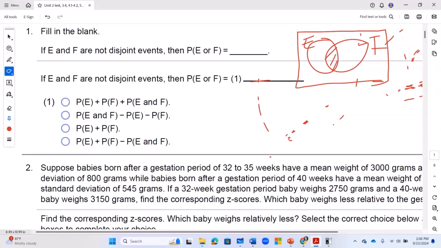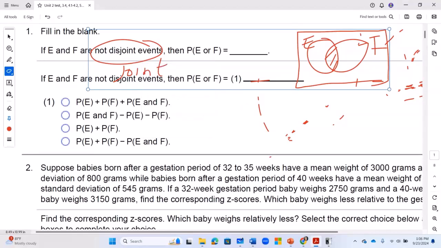By the way, I am told that they are joint because this is what I call a tautology. They could have asked us if E and F are joint. Why are they saying not disjoint? So you can rewrite the question by yourself. If E and F are joint, that's better for me. All right, no problem. You can figure that out.